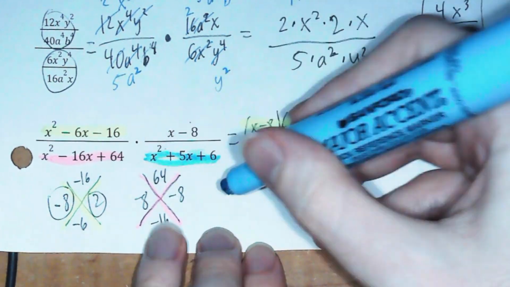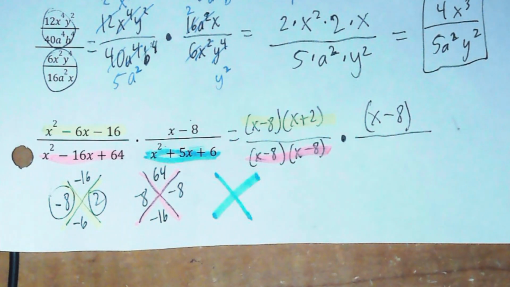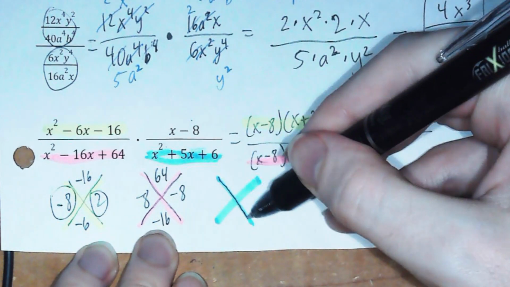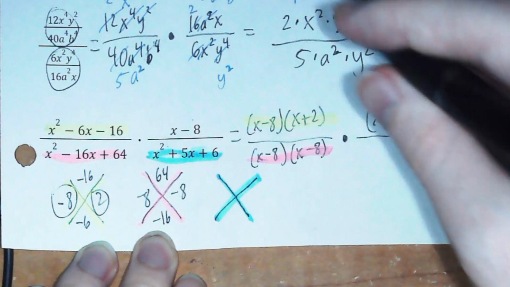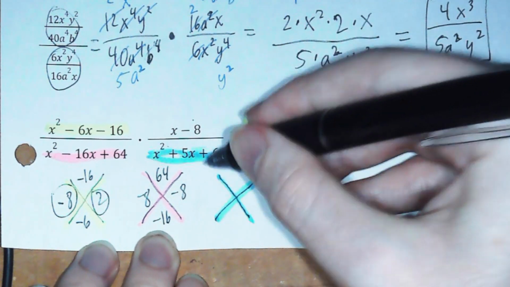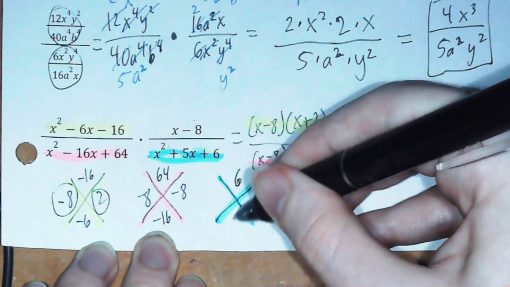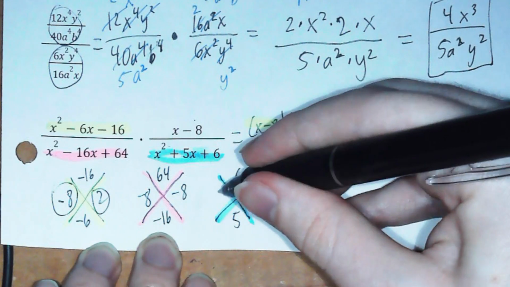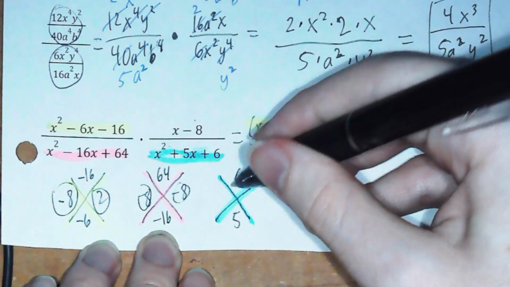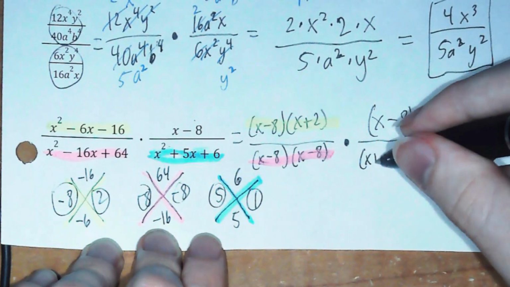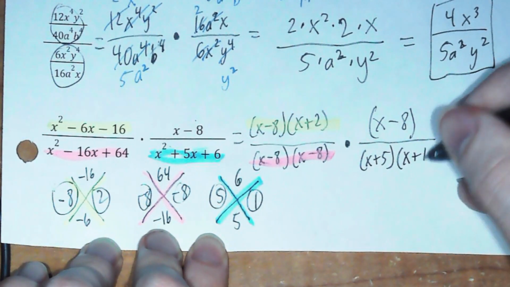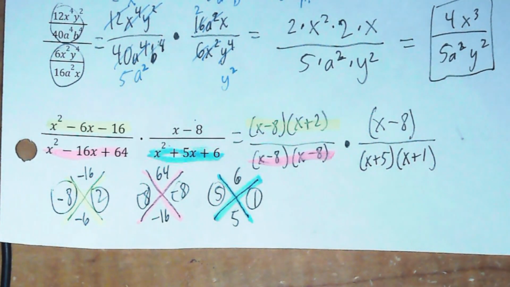x squared plus 5x plus 6, that is another factorable trinomial. When it comes to rational expressions, if you see trinomials, typically that means you can factor them, at least at the Algebra 2 level. Okay, we have 6 on top, 5 on the bottom. Two side numbers here are 5 and 1. So we've got x plus 5 and x plus 1 as our two factors.